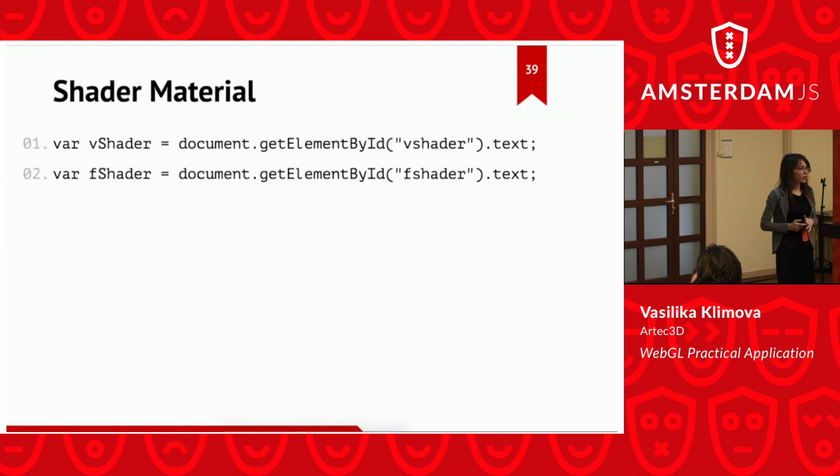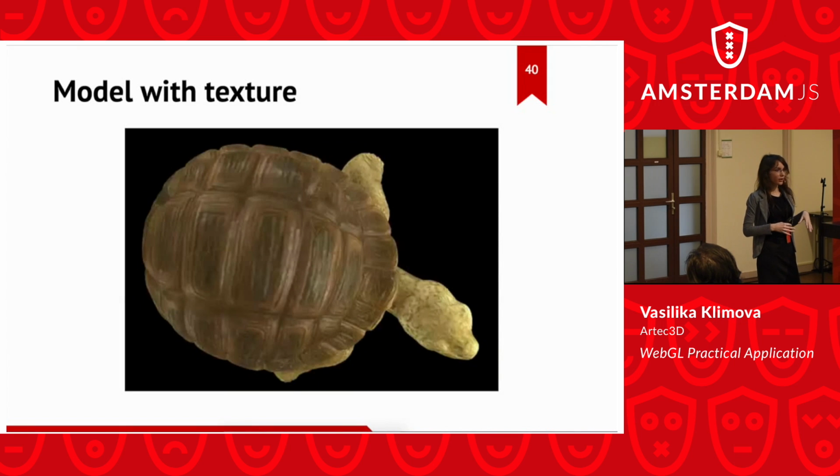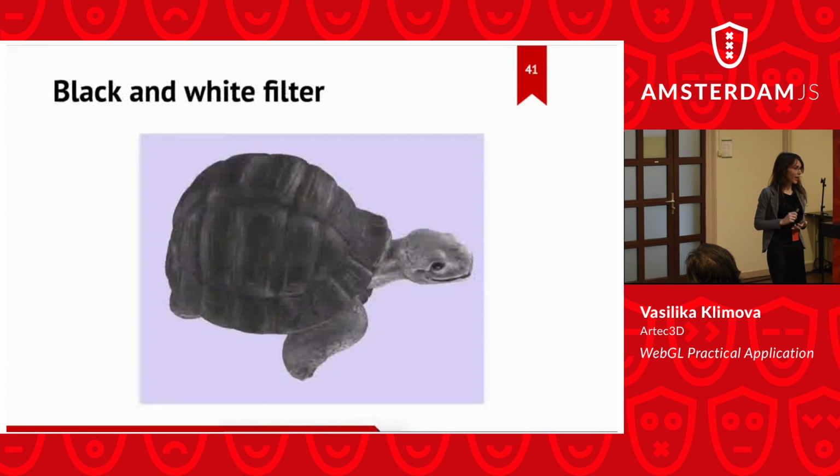Okay, if you want to do some texture filtering or some transformation with your texture, you should use the ShaderMaterial object from Three.js. You should pass the texture to it and pass shader programs, like here. This is code from the script from the previous slides. And in the end, you can get this model with texture.